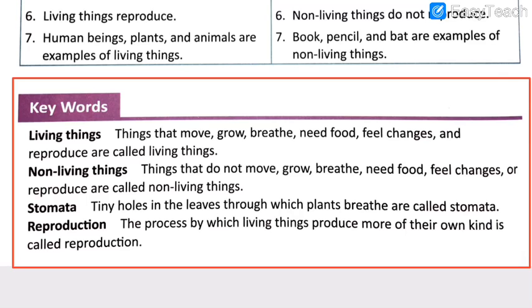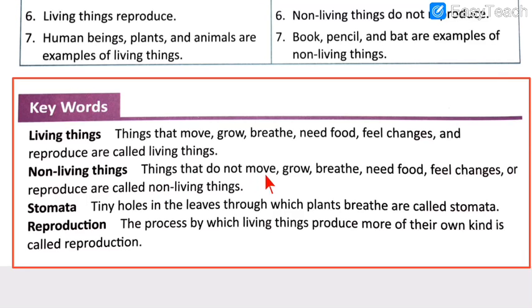Now students, it's time for you to repeat after me. Please repeat it. Things that move, grow, breathe, need food, feel changes and reproduce are called living things. Okay, I hope that you are repeating after me. Moving on to number 2 keyword, which is non-living things. I'll read it. In the meantime, please write it down in your books.